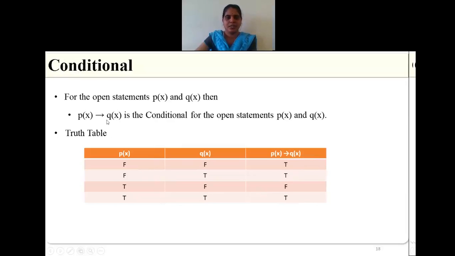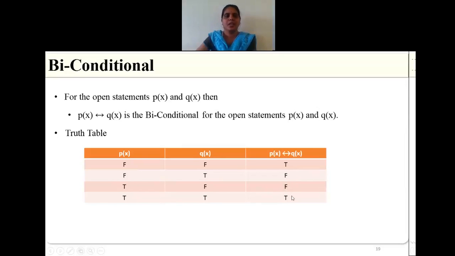Conditional: P implies Q is represented as P implies Q. When the first open statement is true and the second open statement is false, only then the result will be false. In all other cases it is true. In the case of biconditional, this is called double implication, or biconditional. In this case, if the truth values of both inputs are not the same, then the result will be false. In all other cases it is true.